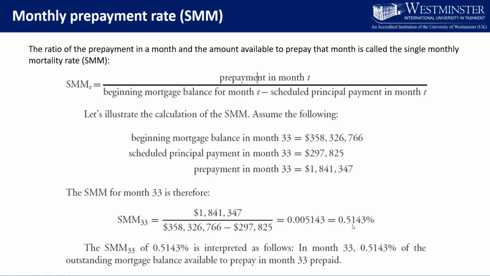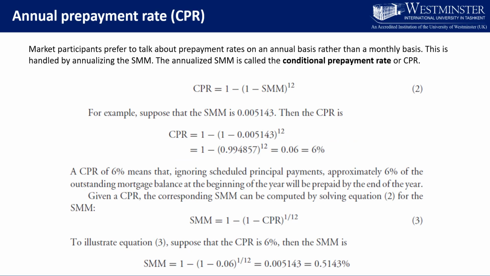But then if you actually had this kind of prepayment each and every month on a very long-term mortgage, it would amount to a lot. And I'll illustrate it in Excel shortly. Now, there is also something called annual prepayment rate. You take the monthly and annualize it. So there's a formula here. It's very easy. You take the SMM, subtract from 1, and raise it to the 12th power. You know why, right? Because there are 12 months in a year. And then you annualize it.